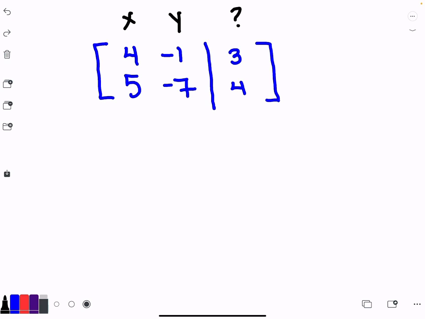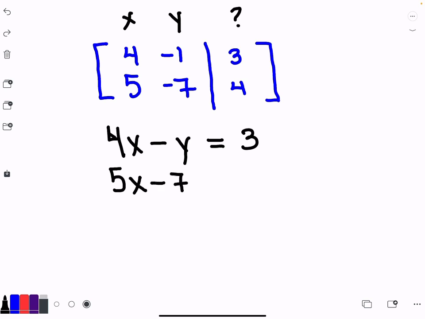If I told you to write this into an equation, what you see is a matrix. If you wanted to write it into an equation, you would do this. So 4x minus 1y, or you can just say minus y, is equal to, because you see the bar, 3. That's the first equation. And then the next one would be 5x minus 7y equal 4. So you just want to know how to go back and forth from a system of equations to a matrix.